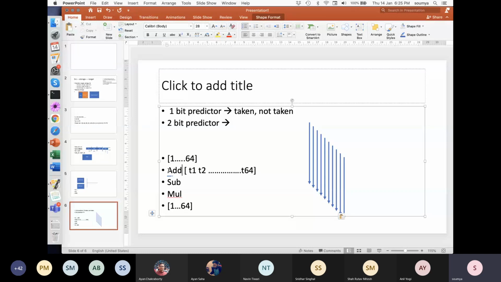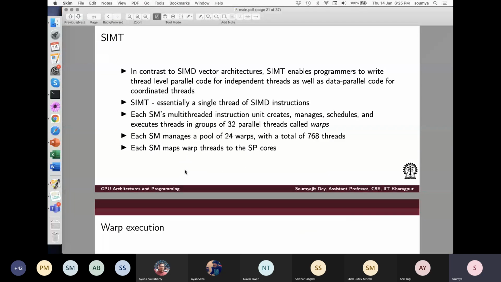So I have to define a unit of computation called a warp: how many threads will execute the same instruction in lockstep. That is what we call a warp, and that is the basic unit of GPU computing. We will come back to this after we introduce the CUDA programming model next week. This is just an introduction. I hope the basic idea behind SIMD and SIMT is now clear.